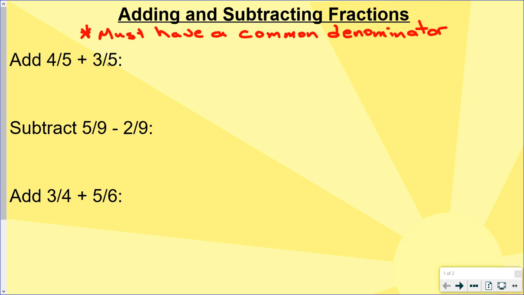So we look at this first example, add 4/5 plus 3/5. Those have a common denominator. So when you add them, or if you were to subtract them, you keep the denominator the same, and then you add the numerators. So 4 plus 3 is 7.